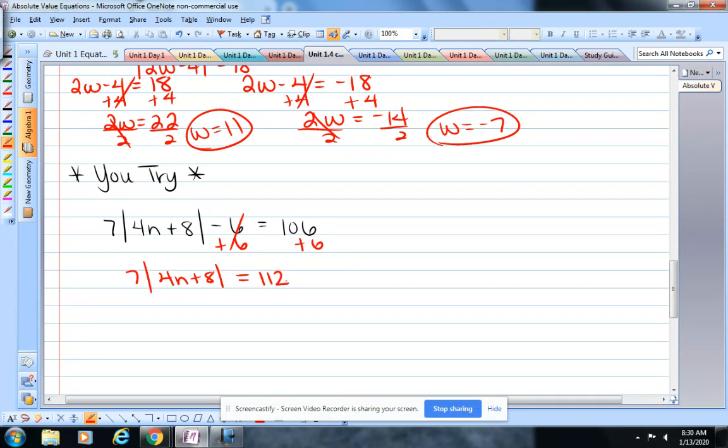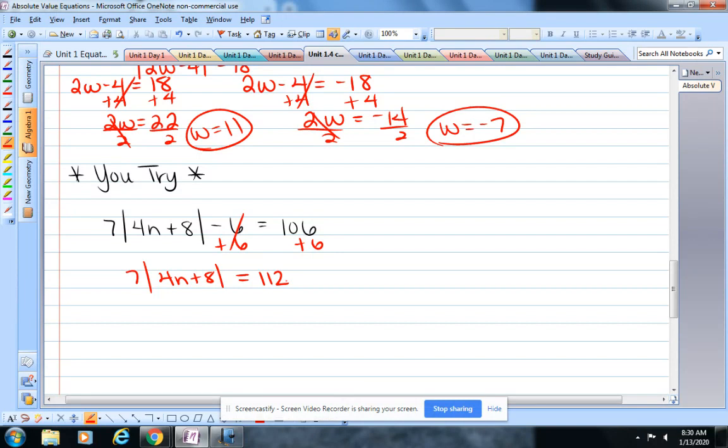112. Now are the bars by themselves yet? No, you still got to get rid of the 7. Now y'all, a common mistake. You cannot treat absolute value bars like parentheses. You cannot distribute. What's in the bars has to stay in the bars. Okay? It's stuck. All right?